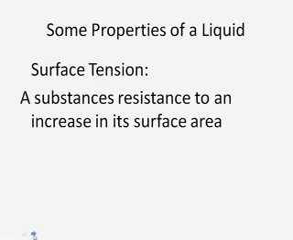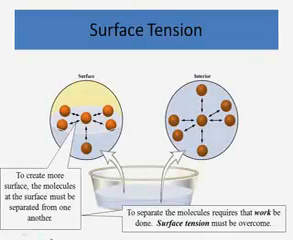Okay, surface tension. This is the resistance of a substance to an increase in its surface area. And so it's similar to the concept of cohesive forces, except here with surface tension, we're just talking about the forces between the molecules that are on the surface of the liquid. Okay, and so in order for it to spread out or to increase its surface area, we have to weaken these forces. So the stronger they are, the more it's going to resist spreading out.